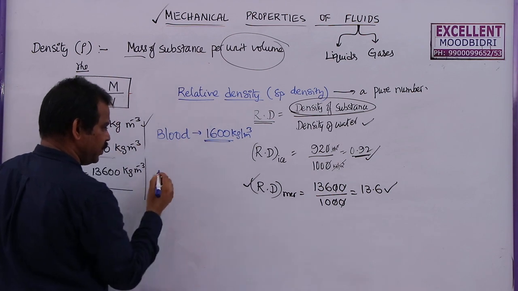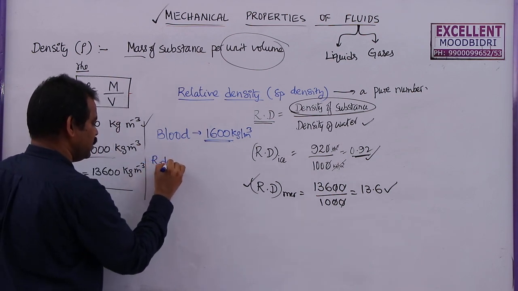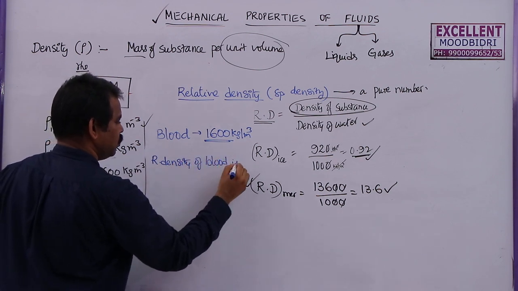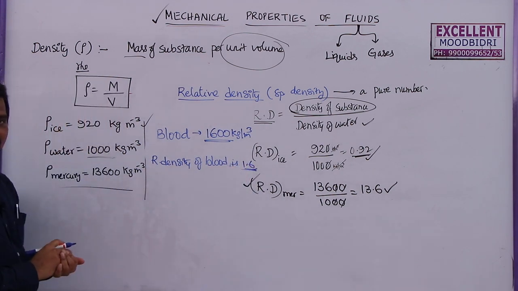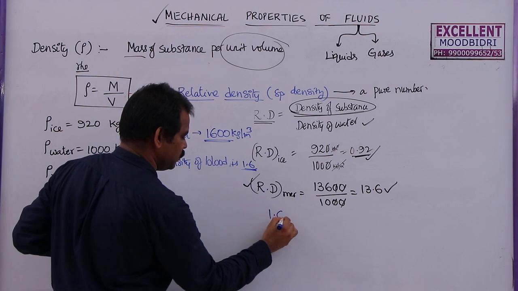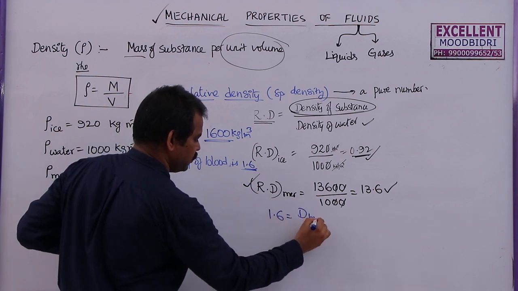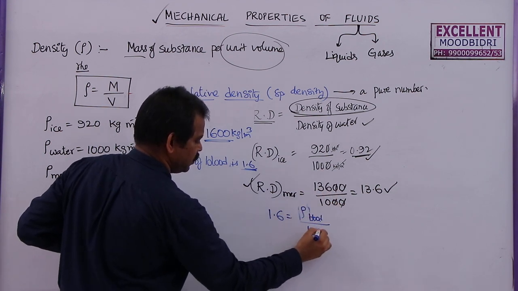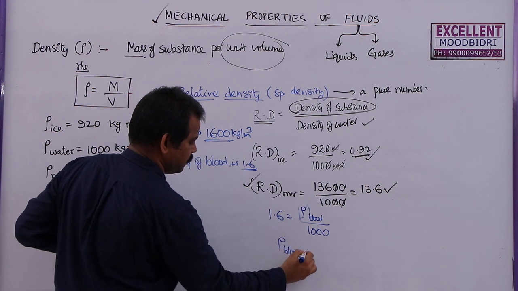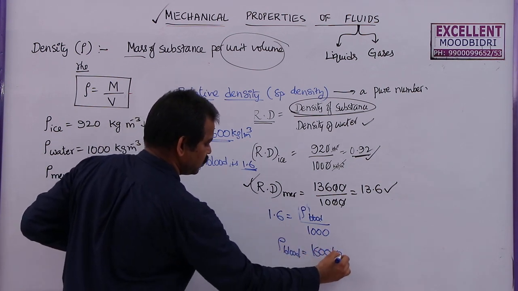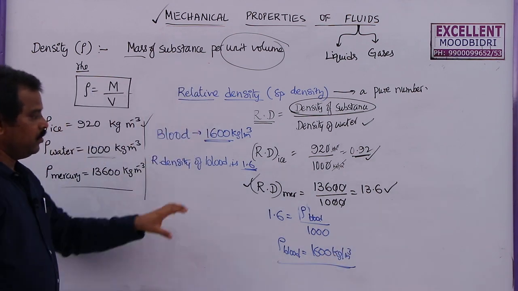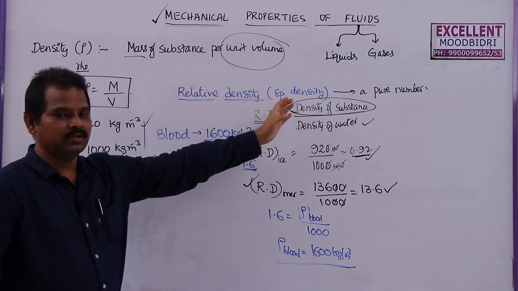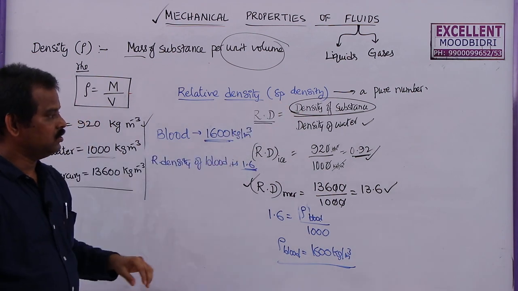But instead of giving this value in a problem, they may give the relative density of blood as 1.6. So what is the density of blood? If you know this relative density 1.6, this is the density of blood divided by the density of water, that is 1000. So what is the density of blood? Multiply these two, you will get 1600 kg per meter cube. So we have to remember this formula to find the density of a substance. If you know its relative density, just multiply this with the density of water, and you will get the density of that substance.